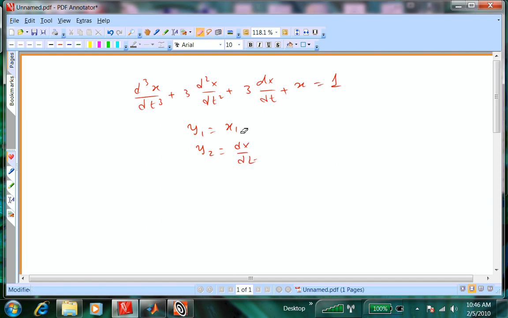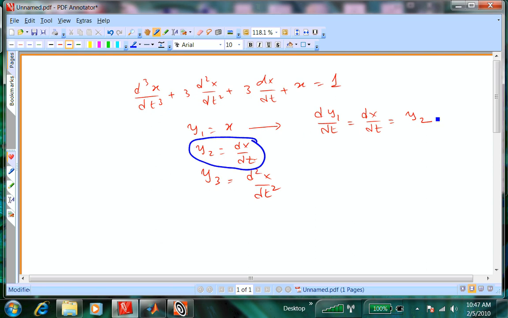Sorry, y1 is just x, and y3 is equal to d squared x/dt squared. Okay. So what I want to do is get 3 equations. I take the first equation and take its derivative, dy1/dt. But that is nothing but dx/dt, simply taking the derivative of that. But dx/dt is the same as y2, because I know that by looking at this one. I'm using that, and that becomes my first function, f1. So my first function f1 is simply y2.